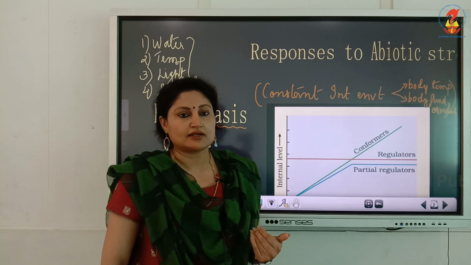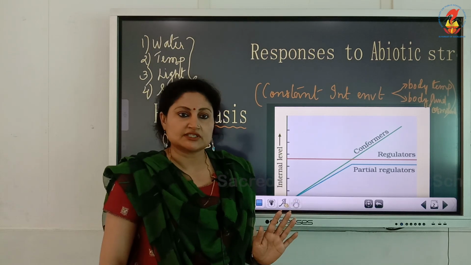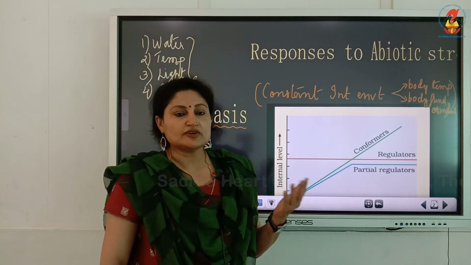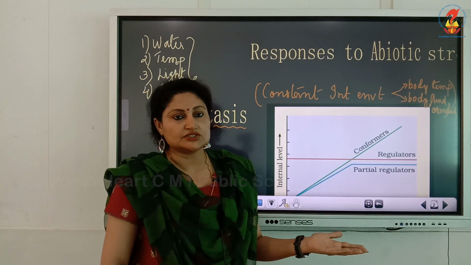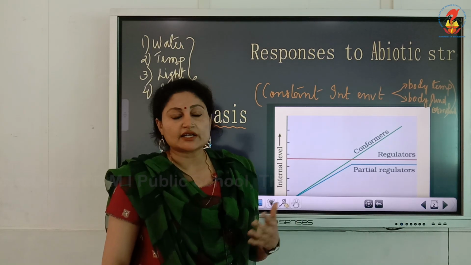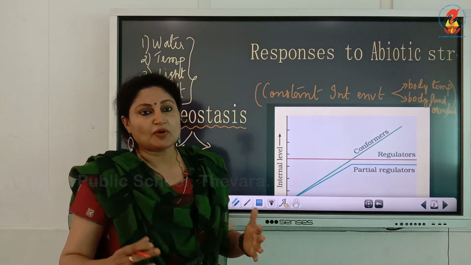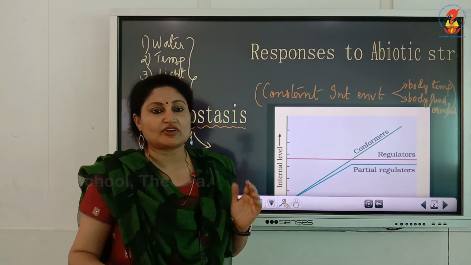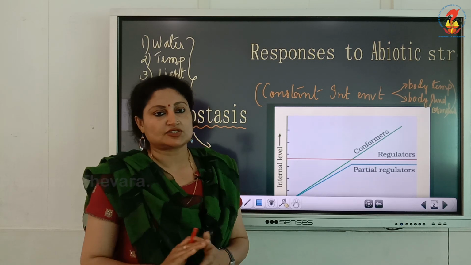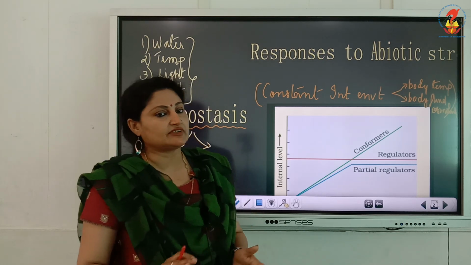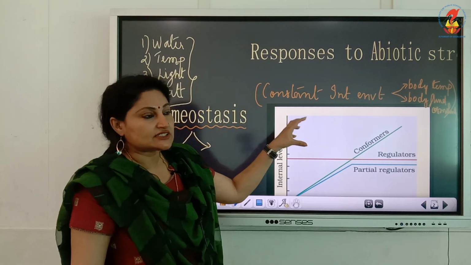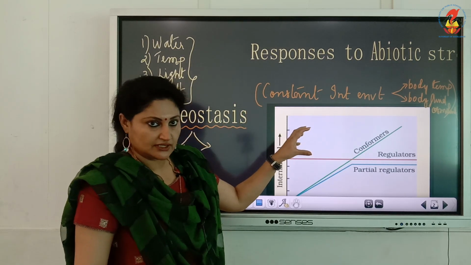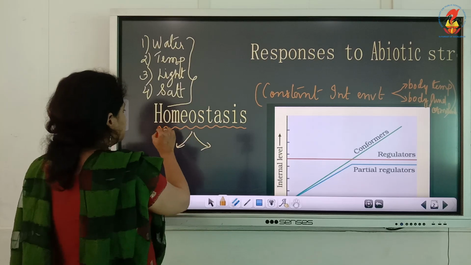An example is us, man. What is our body temperature? 37 degrees Celsius. So whether we go to the Antarctic region where it's very cold, or the Sahara desert which is extremely hot, our body temperature is not going to fluctuate. We maintain a steady body temperature of 37 degrees Celsius. Such an ability to maintain a constant internal environment is known as homeostasis.